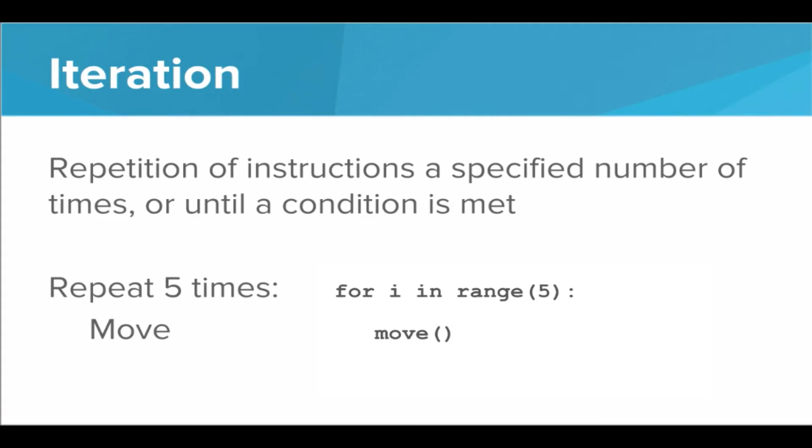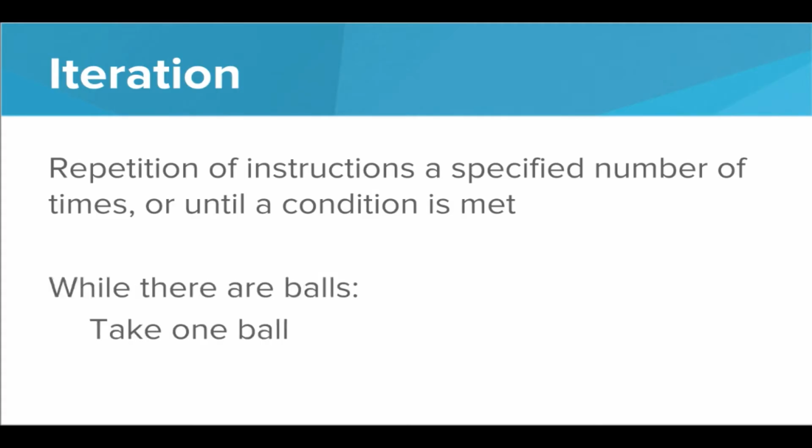What about until a condition is met? I could say, while there are balls, take one ball. In code, this would look like this. We use a while loop. While ball's present, take a ball. So that's iteration. And this is a little bit different than sequencing because rather than doing instructions in the order they're given, we are repeating an instruction over and over again.